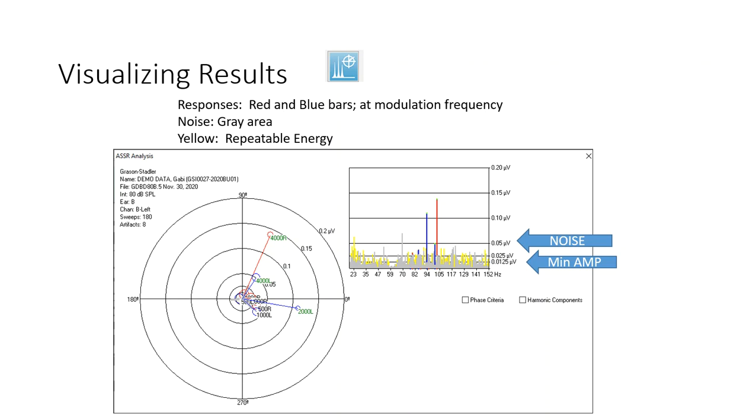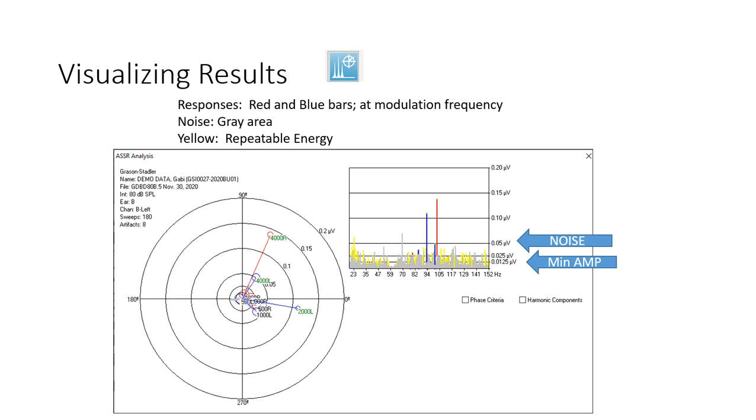Exact same information, just displayed in a different way. I think it's easiest to concentrate on the FFT. That's because you'll be able to see the responses, which are the red and blue bars, and those will appear at the modulation frequency. Noise is in gray, and yellow is repeatable energy.